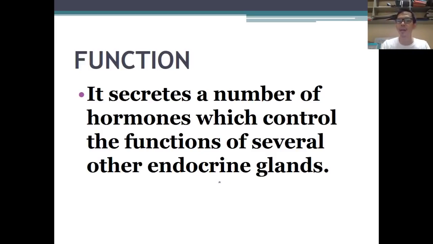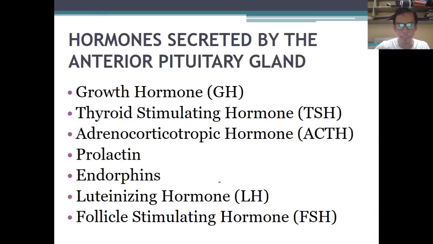The pituitary gland secretes a number of hormones which control the function of several other endocrine glands. So this is the one that bosses around other endocrine glands. This is the boss. Without the instruction from this organ, other endocrine glands will not function. But as I've said earlier, the pituitary gland gets its instruction from the hypothalamus, which is part of the nervous system.